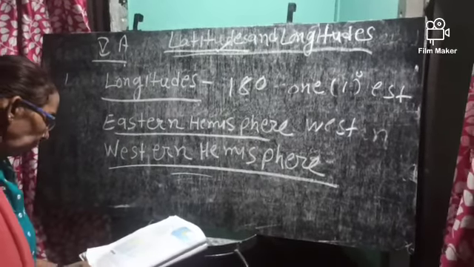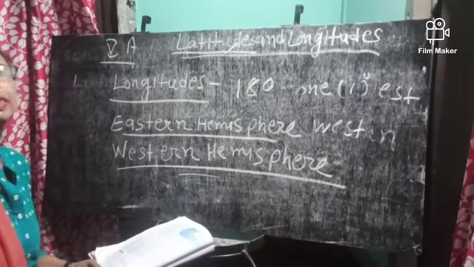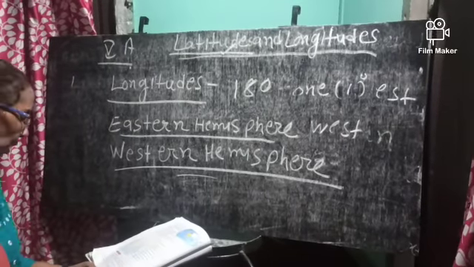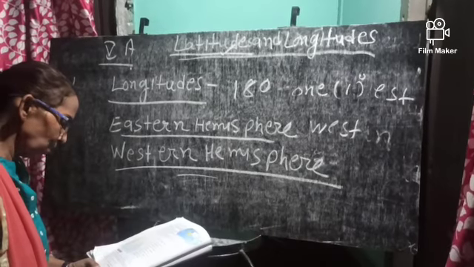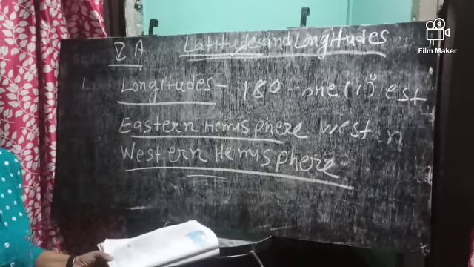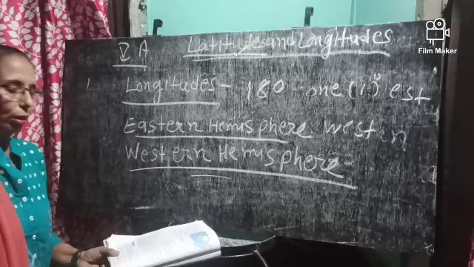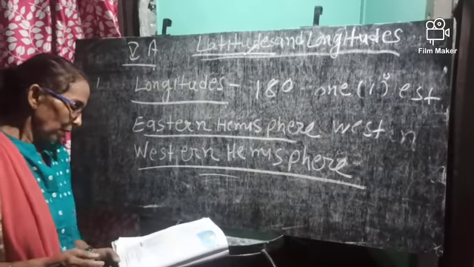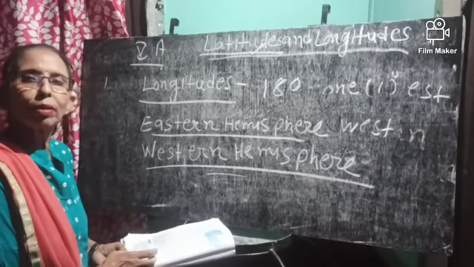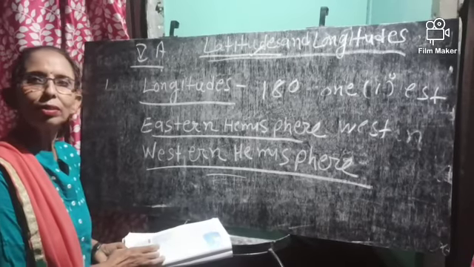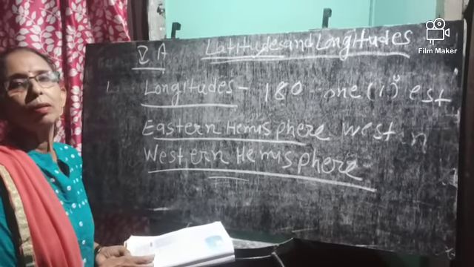Each longitude is a semicircle and the distance between two meridians does not remain constant. Try to read these more-to-know points, try to understand, and prepare properly.